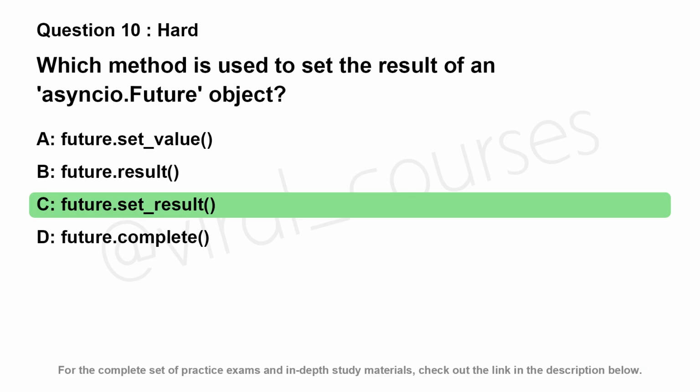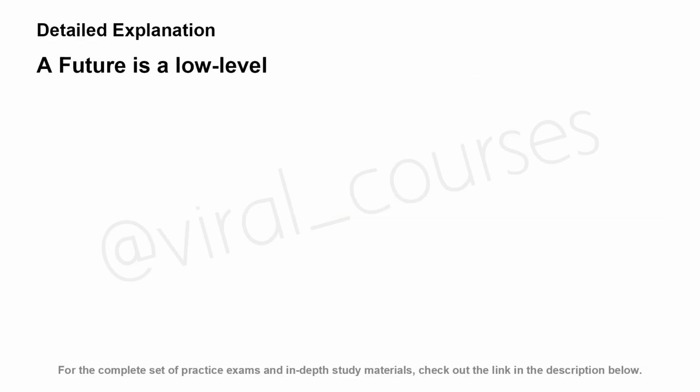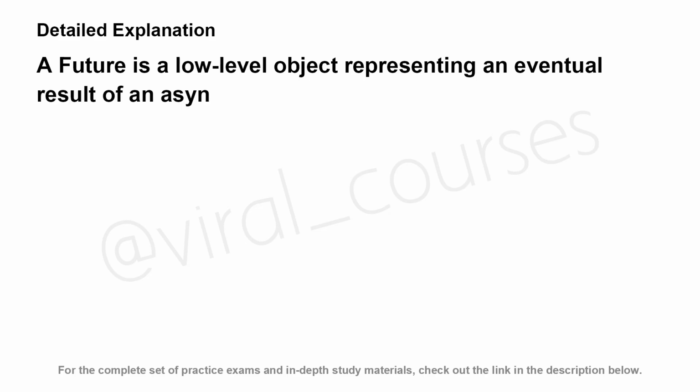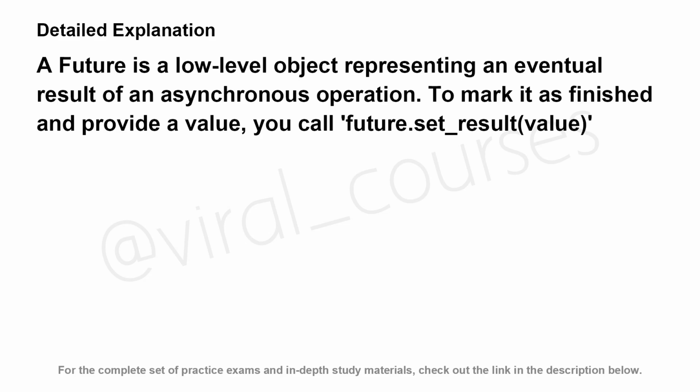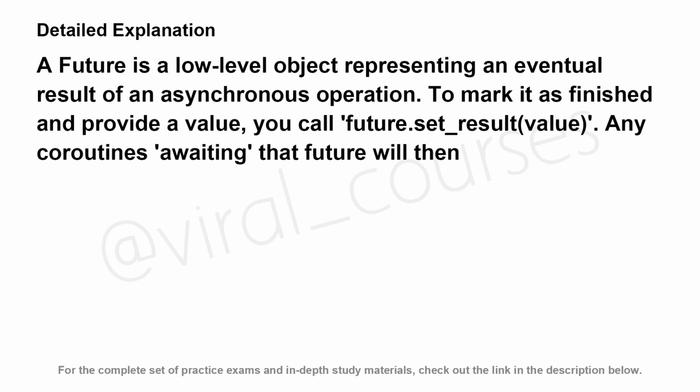The correct answer is C. A future is a low-level object representing an eventual result of an asynchronous operation. To mark it as finished and provide a value, you call future.set_result(value). Any coroutines awaiting that future will then resume with that value.